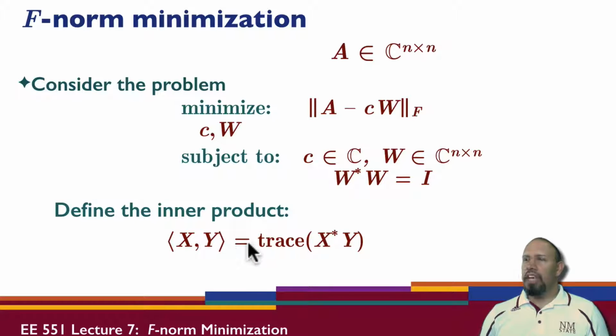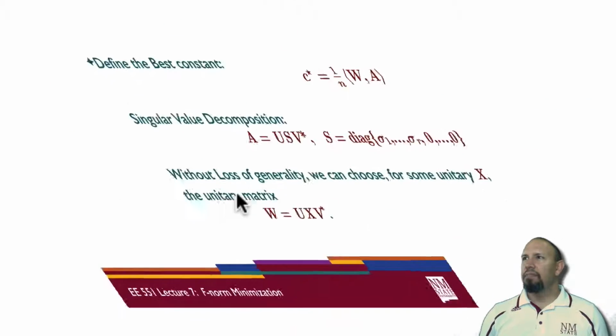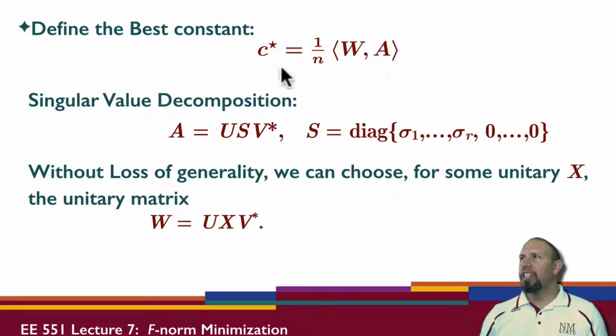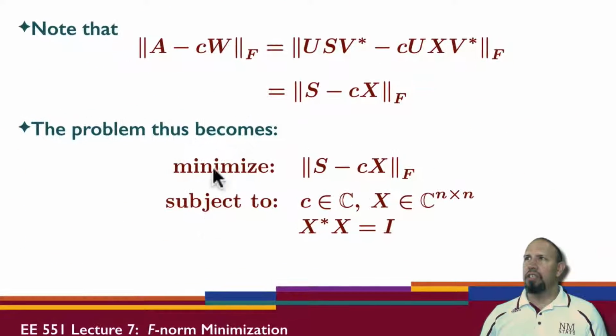For the F norm minimization, it's a little more complicated. Okay, so again, we're going to define this constant. We're going to use that constant. We're using singular value decompositions, and without loss of generality, we can choose some unitary matrix X and choose W to be this. We're going to come back later and find that X is going to be the identity matrix, but for now we'll start with this. So this is indeed a unitary matrix. It's the product of unitary matrices. And so in terms of W, we have this relationship.